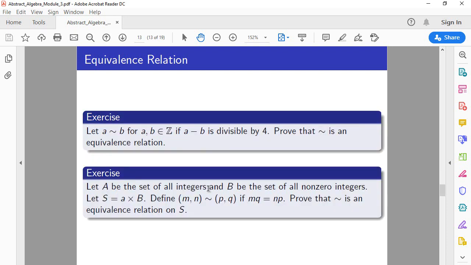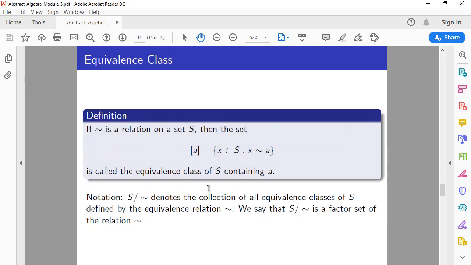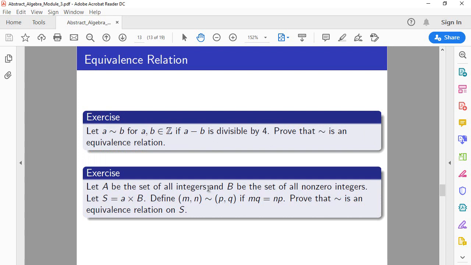Here are two exercises on proving that a given relation is an equivalence relation, and I'm going to stop the video here. In the next video we'll be talking about equivalence classes.